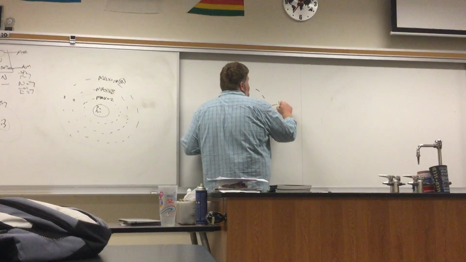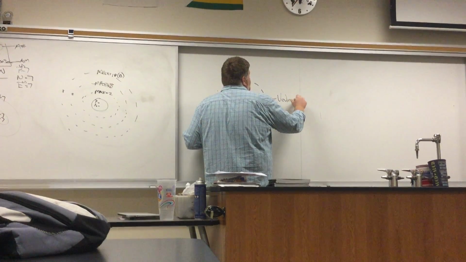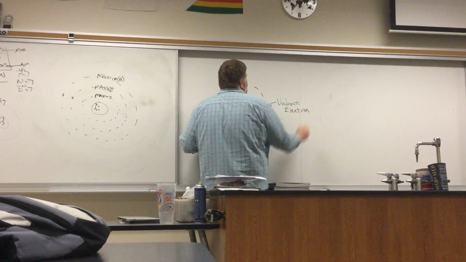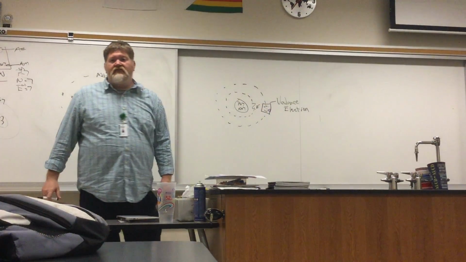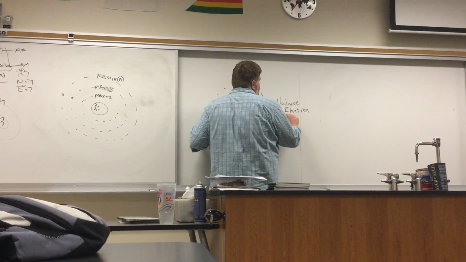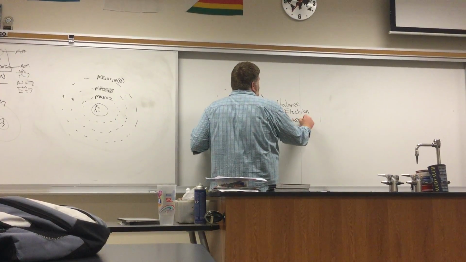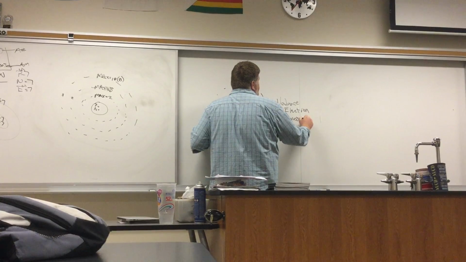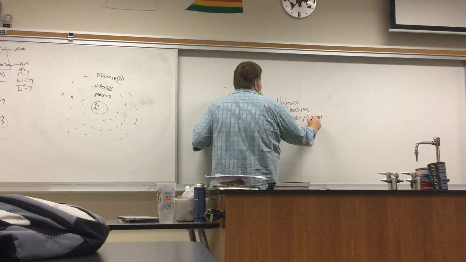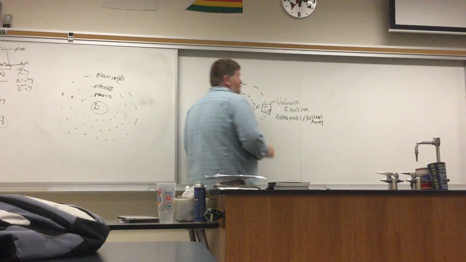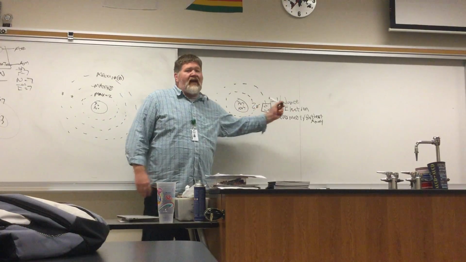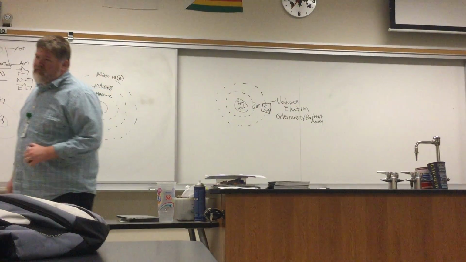One more word that I want to make sure we understand is this one right here. This is what's called a valence electron. What do I mean by a valence electron? Outermost. Furthest away. Why are they important? Because the number of valence electrons controls how you bond.